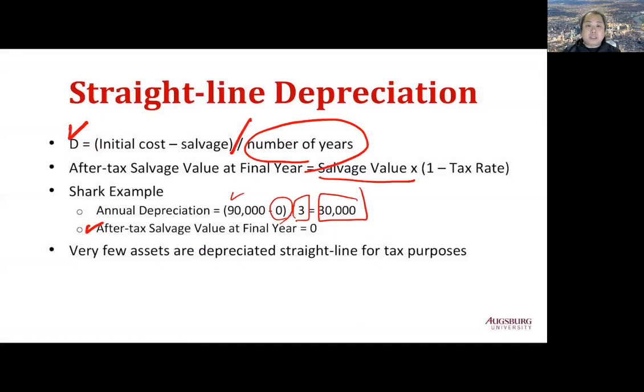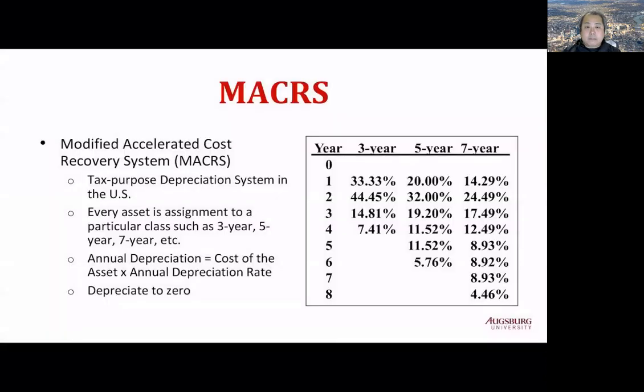The issue here is very few assets are depreciated by the straight line method for tax purposes. So what is the depreciation method that IRS requires? It is called Modified Accelerated Cost Recovery System, MACRS.